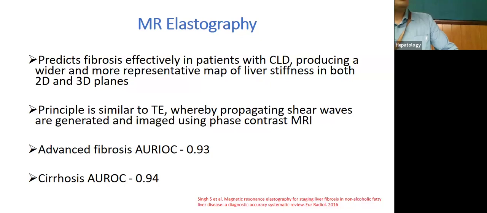And at the last, we'll discuss MR elastography. It predicts fibrosis very effectively in patients with chronic liver disease, producing a wider and more representative map of the liver stiffness. So it can measure the stiffness of the liver not only of a small area, say 3 centimeter cube or a 2 centimeter cube, but of the liver as a whole. Its principle is similar to transient elastography. For cirrhosis, the area under the curve is 0.94. So the performance of MR elastography as a diagnostic test for cirrhosis is excellent.